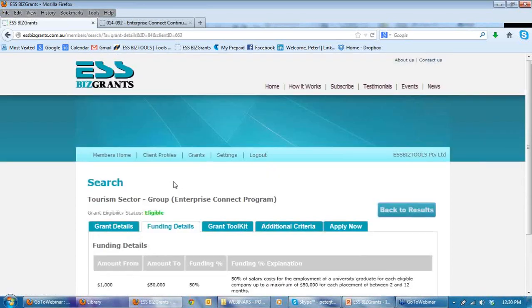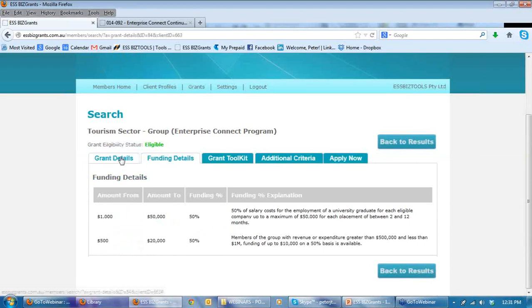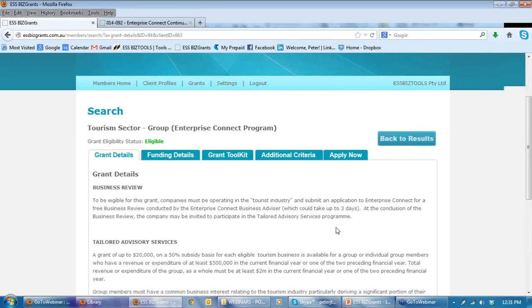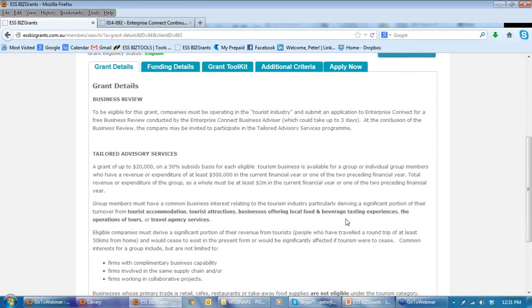Now, a group in the tourist industry can be individual businesses that have turnovers over $500,000, and so that the total minimum turnover within the group is $2 million. So this is a group of companies coming together, and they have to be in a select area of the tourism industry. So it's called tourism industry individual sectors.